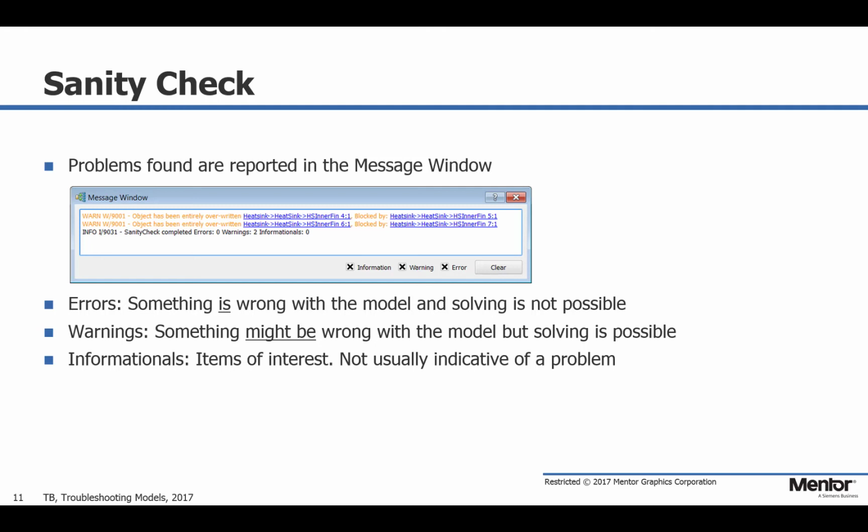The second category is warnings. A warning message could mean something may be wrong with your model, but a solve is still possible. You should review all the warning messages to understand what the warning is telling you before continuing the solve. And the third category is informationals, which are items of interest but not usually indicative of a problem. Now let's look at some common messages.